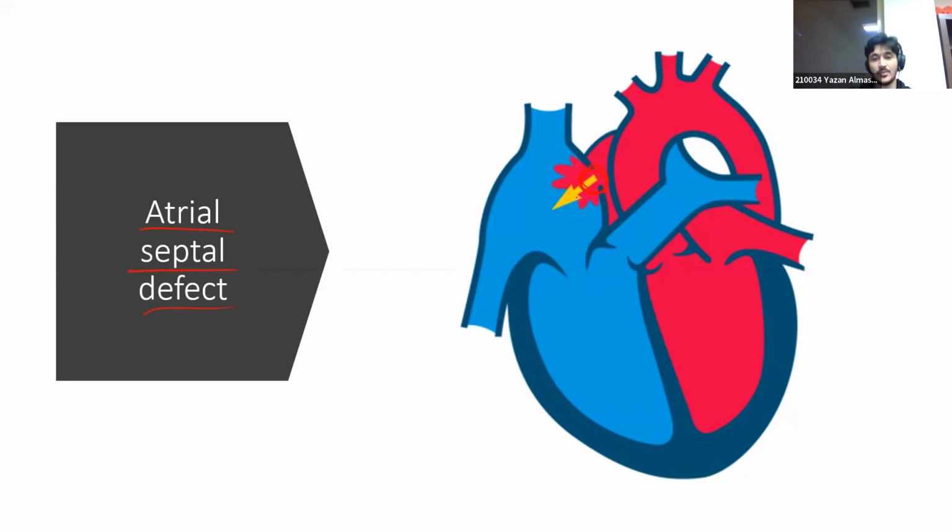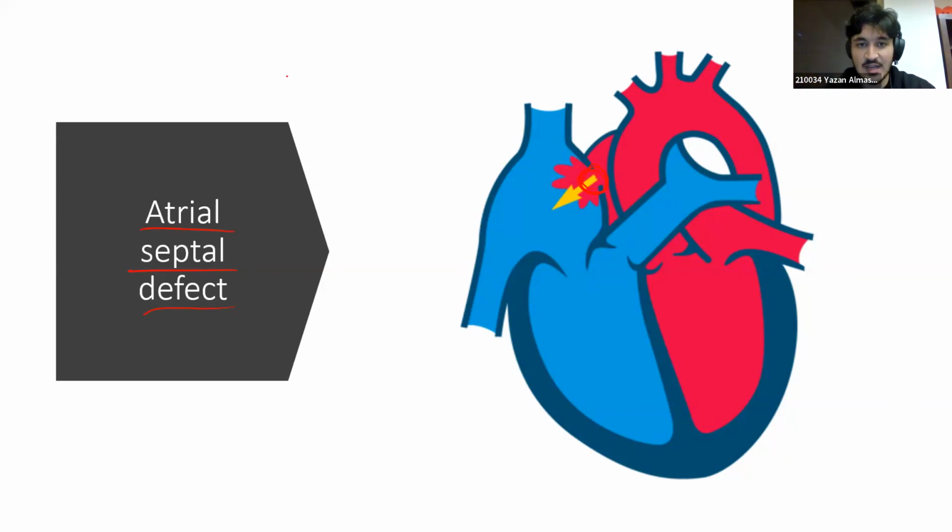Now, what happens after that? We have an opening, so the blood is going to start mixing. It's going to go from the right atrium to the left atrium, and so on and so forth. Now, how do we know whether it goes from right atrium to left atrium, or otherwise, from left atrium to right atrium? It's simple, by physics.